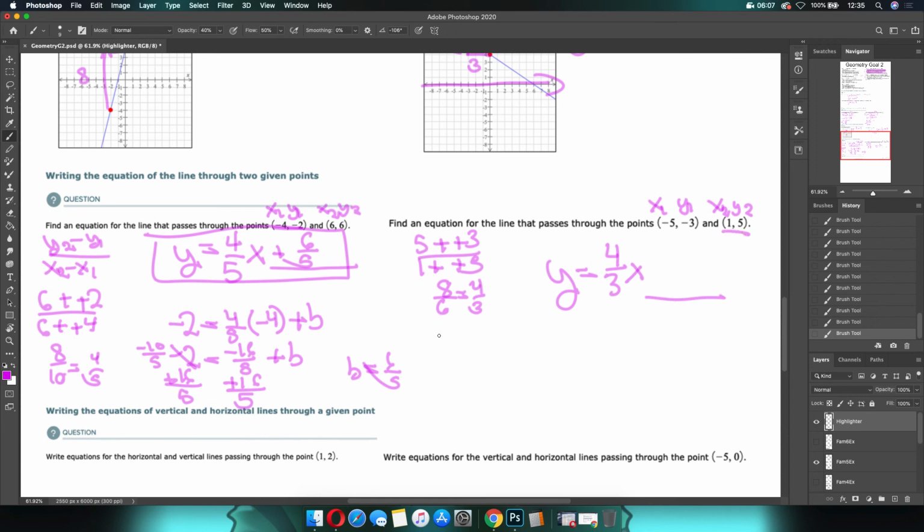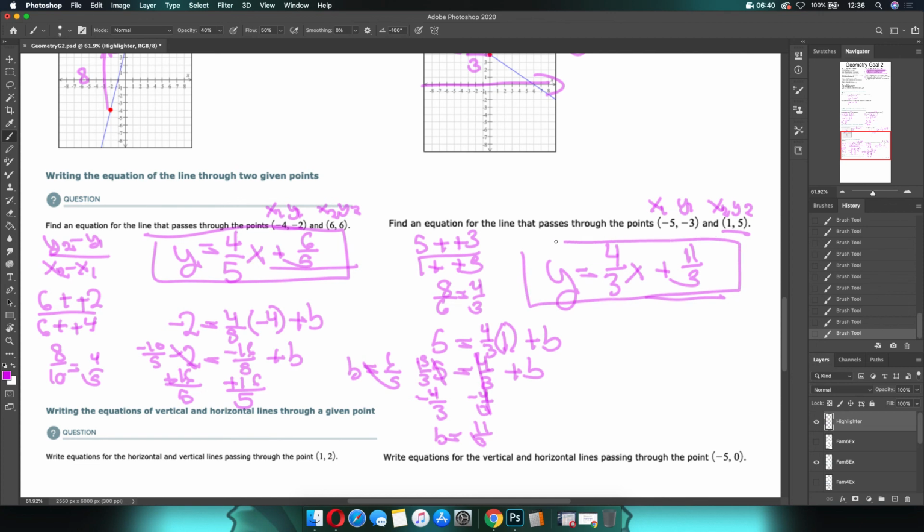So let's see here. 5 equals 4 thirds times 1, plus b. So 5 equals 4 thirds plus b. So this is subtraction, so minus 4 thirds on both sides. All right, let me convert that to thirds. That's going to be 15 over 3. 15 minus 4 is 11 thirds. So b equals 11 thirds.